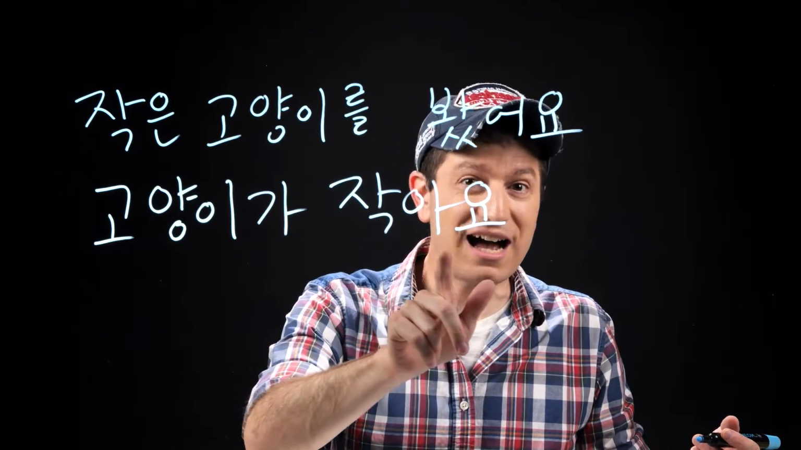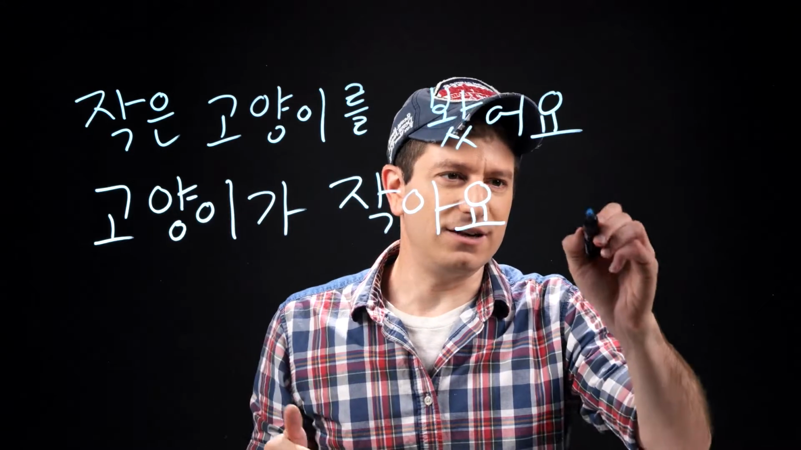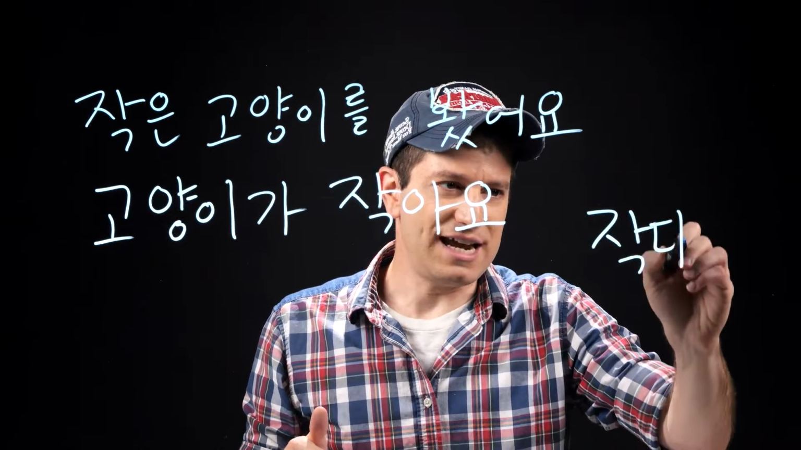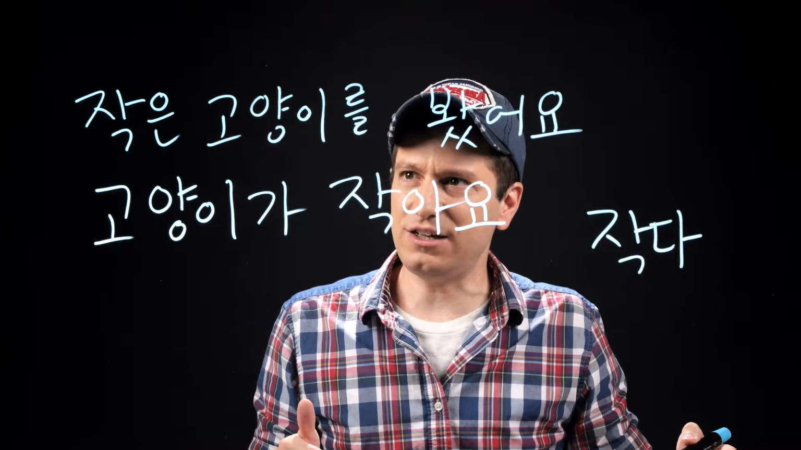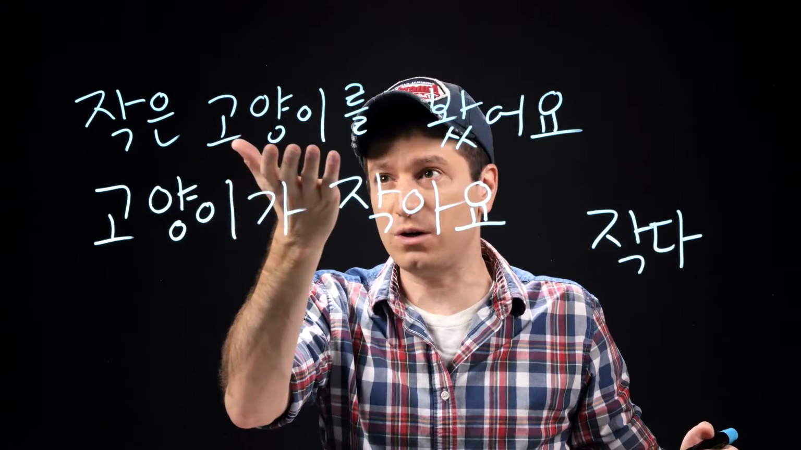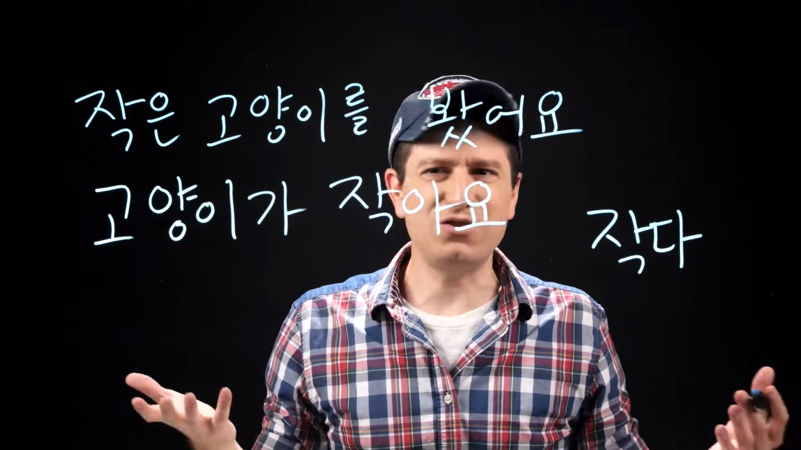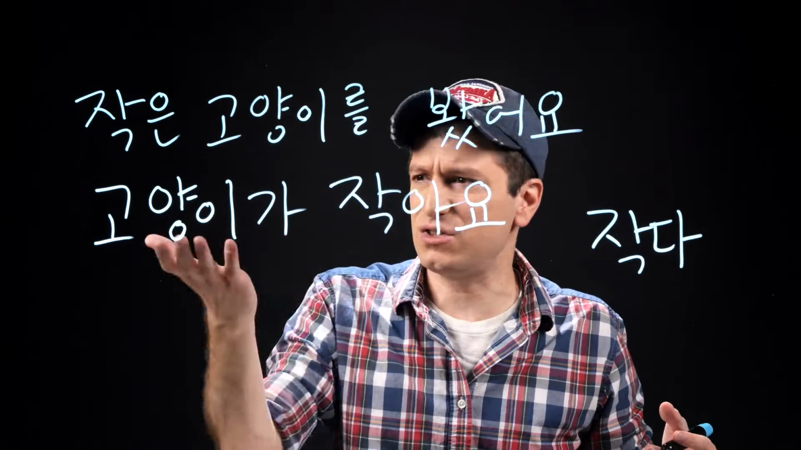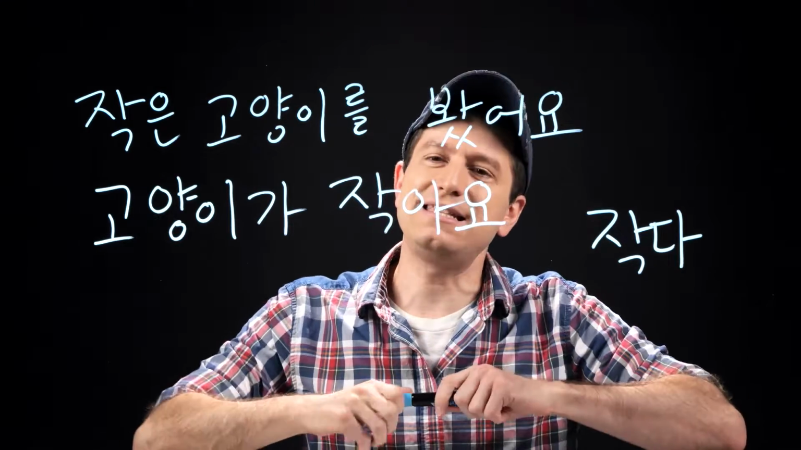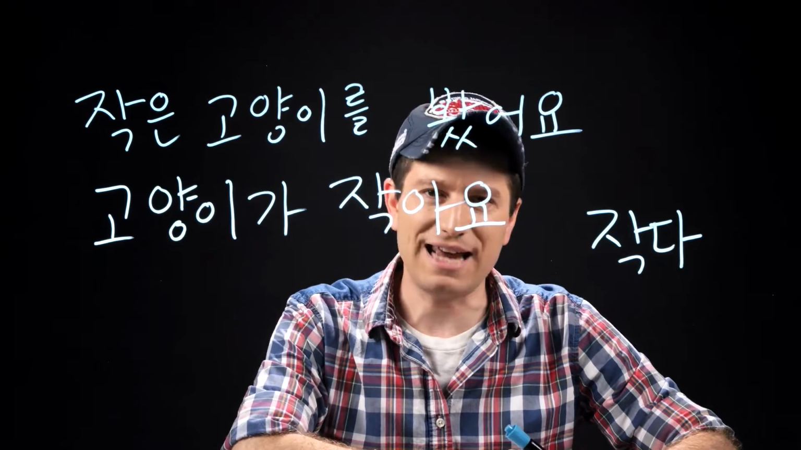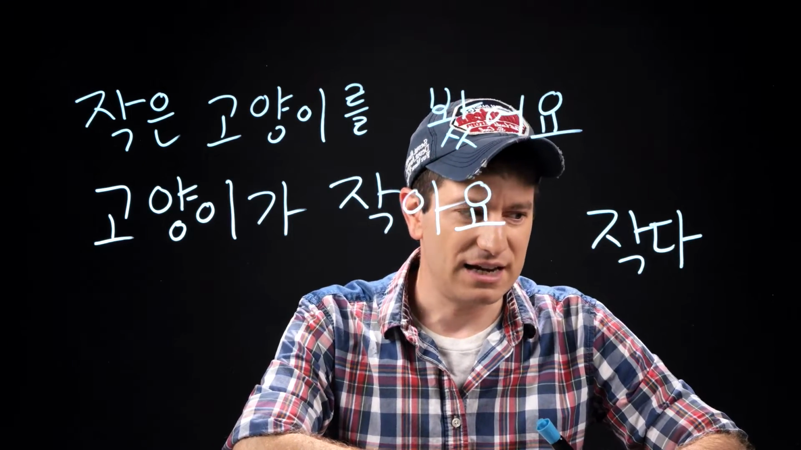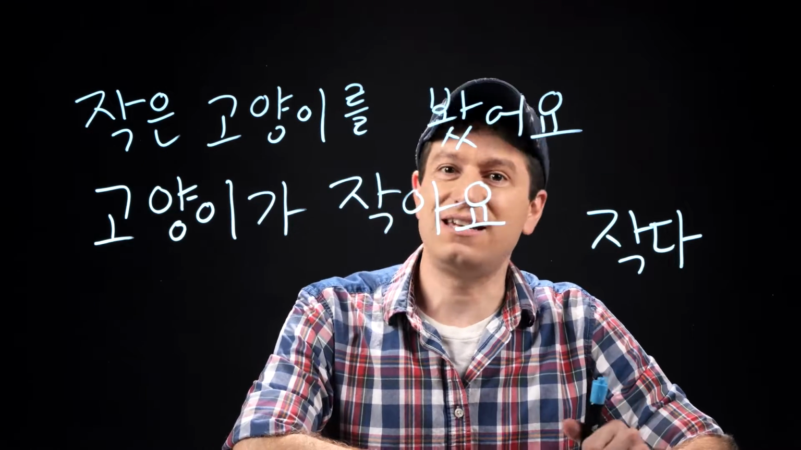고양이가 작아요. Notice that the verb here, which is 작다, changes form whether it's being used before another word to describe it, or if it's being used toward the end of the sentence to talk about something. And this is the biggest difference between Korean adjectives and English adjectives, and that is Korean adjectives can change.